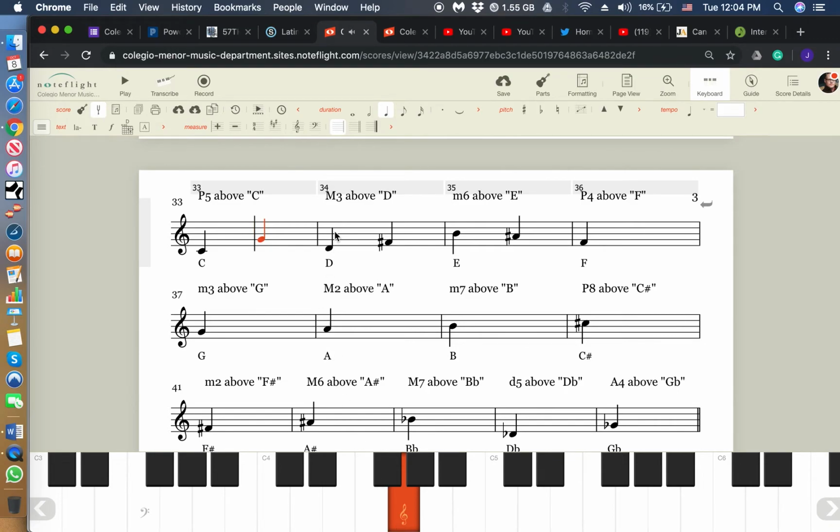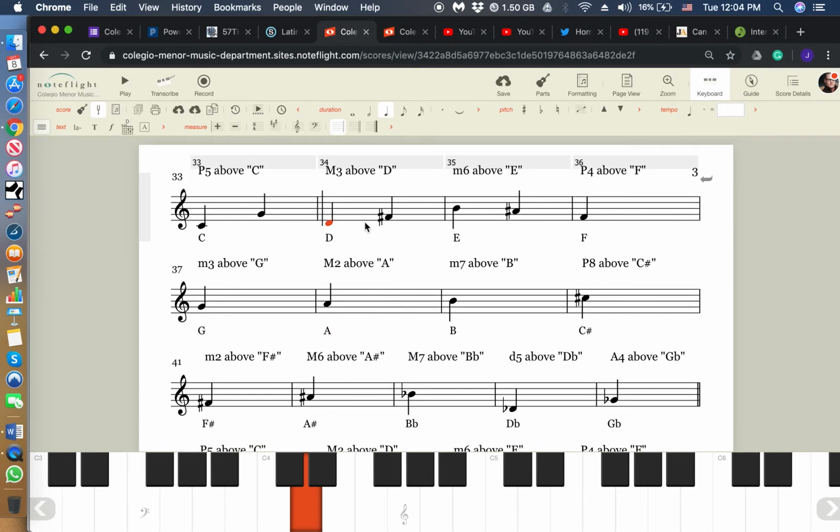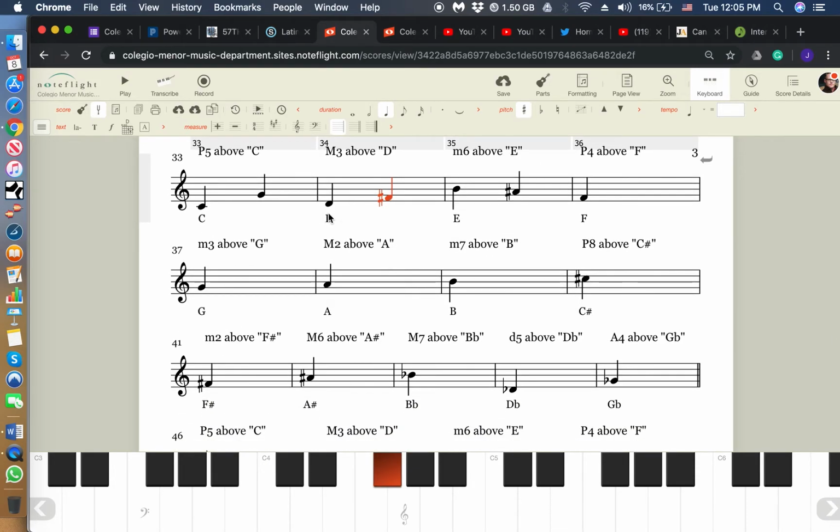Let's go to the next one. I want a major third above the note D. It says here that a major third above D is 4 semitones or half steps. Okay, 1, 2, 3, 4. And there it is. And that's really all it is for that system. So you can use this knowledge of the piano here. You could just count intervals in your head, but it needs to be sure.